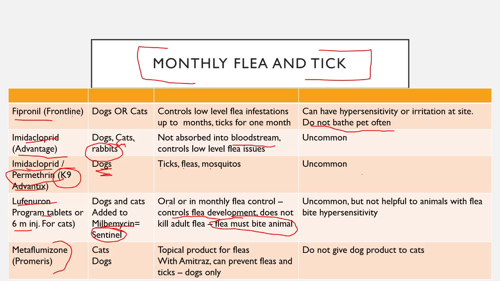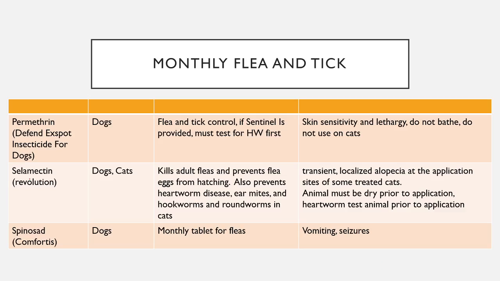Promeris or metaflumizone is for cats and dogs. It's a topical product for fleas. If we use it with amitraz, it can prevent fleas and ticks, but we only use that with dogs. Do not give dog products to cats.